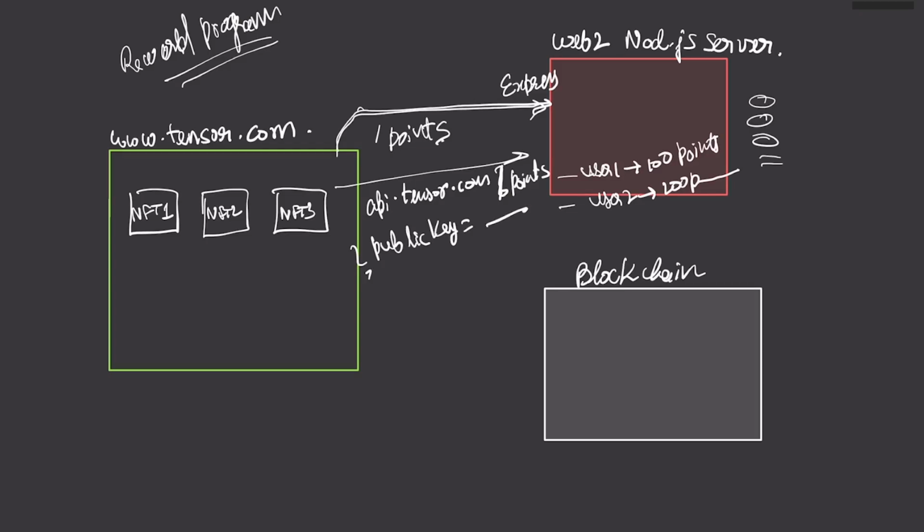So the user will come on the website and send this request. The server needs to ensure that whoever is sending the request, this public key belongs to them. They haven't tampered with the public key. They haven't changed this public key to get someone else's points. The server needs to validate that the person who's asking for the points of this specific public key indeed owns this public key.